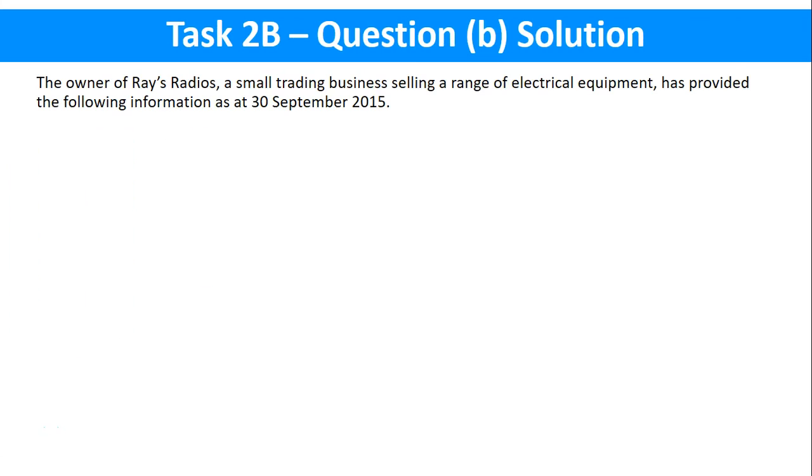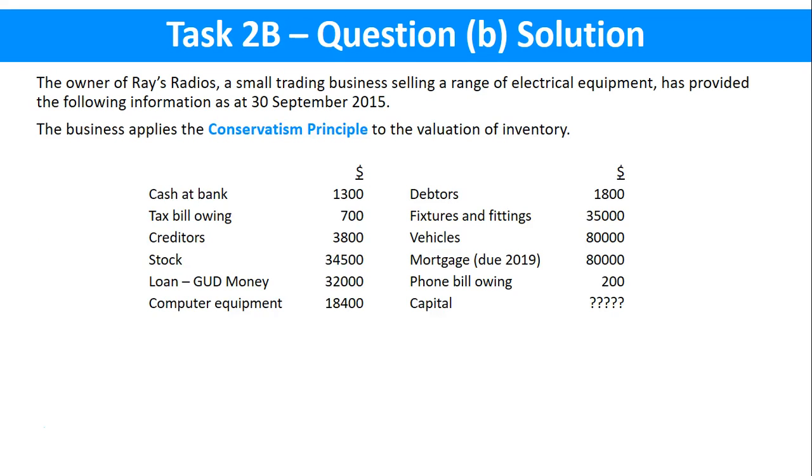The owner of Rose Radios is a small trading business selling a range of electrical equipment. We've got the following info from the balance sheet. The business applies the conservatism principle to the valuation of inventory, and we have 3 bits of additional information.